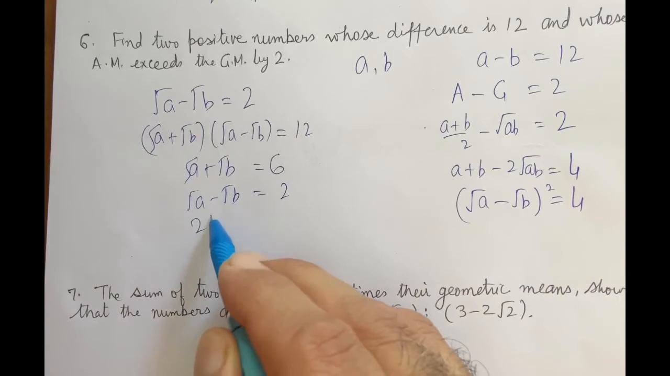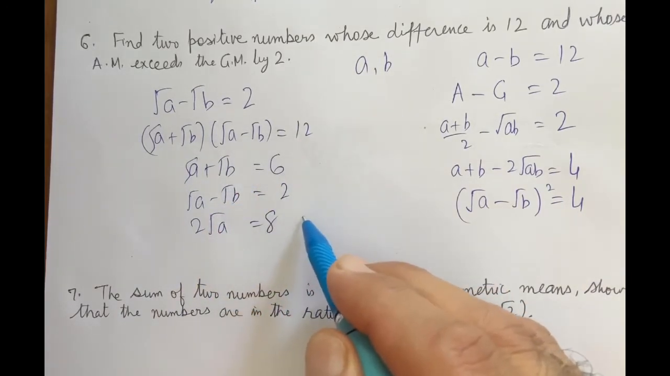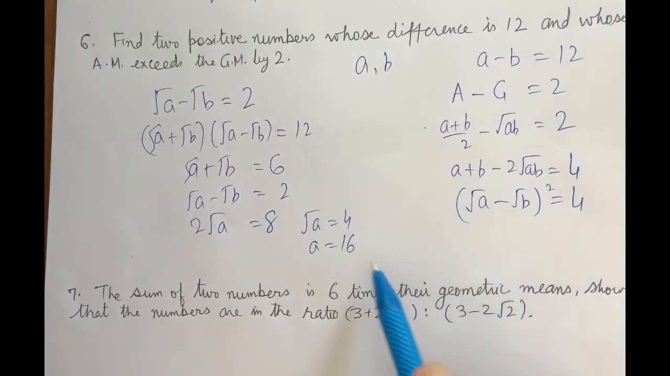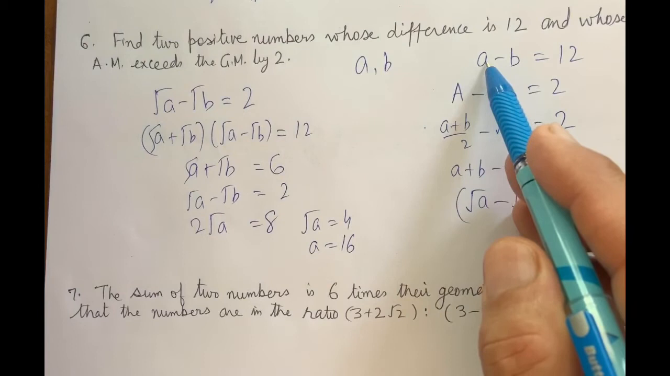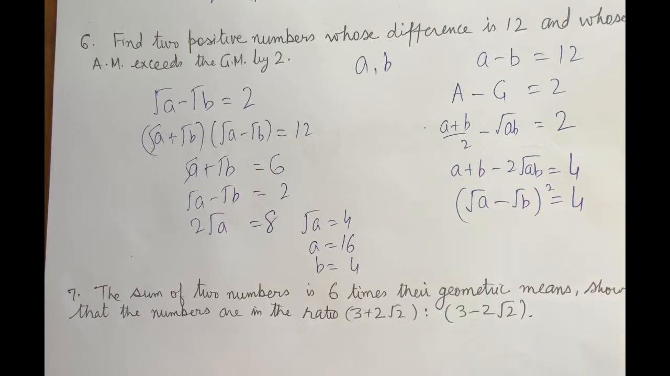Adding, we get 2 times root a, this will get cancelled out. 6 plus 2 is 8. Root a is 4, or a is equal to 16. A is 16, this gives us b equals 4. So the two numbers are 16 and 4.